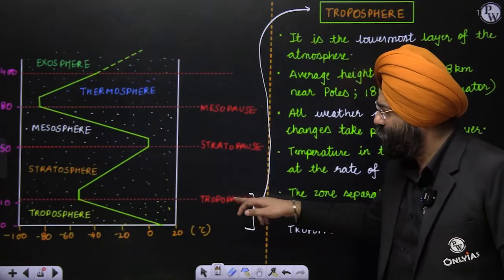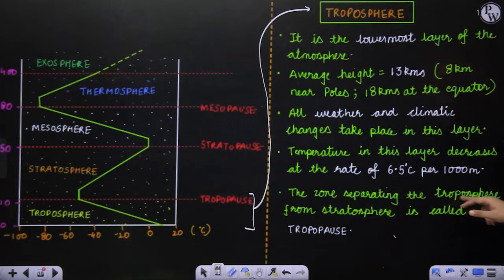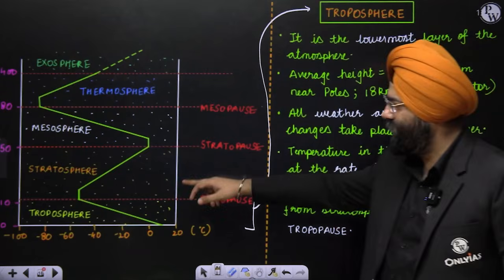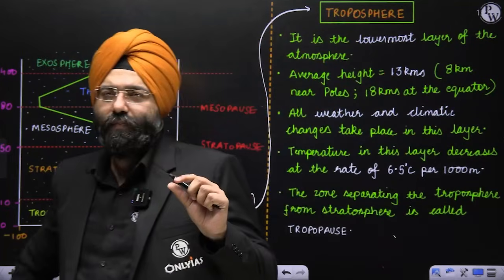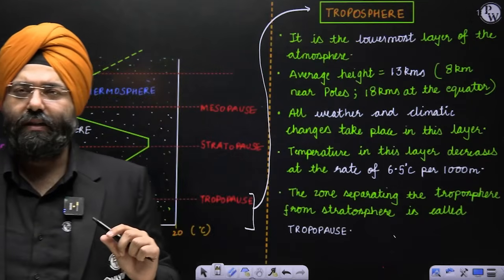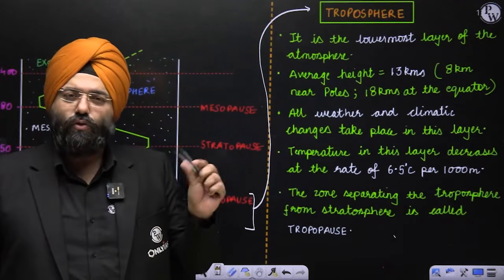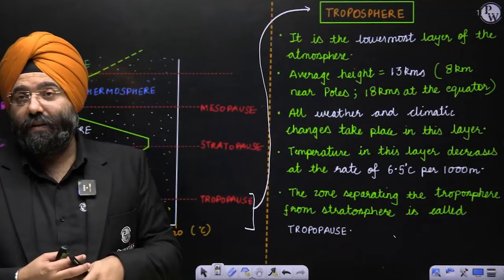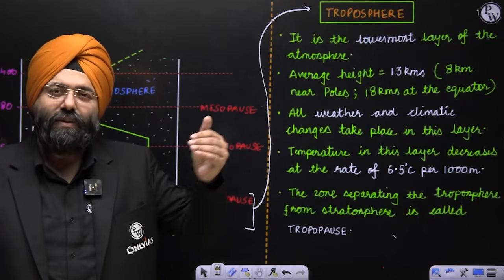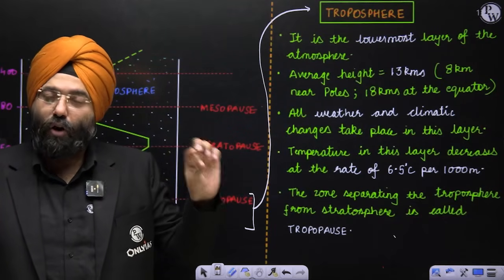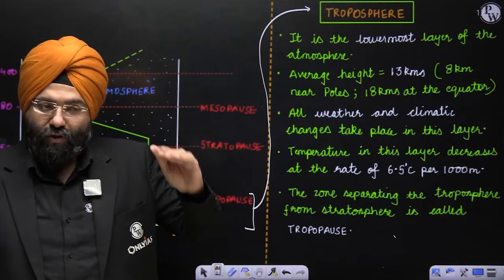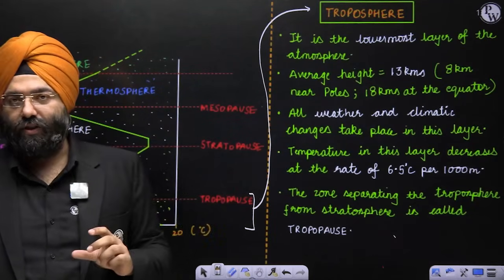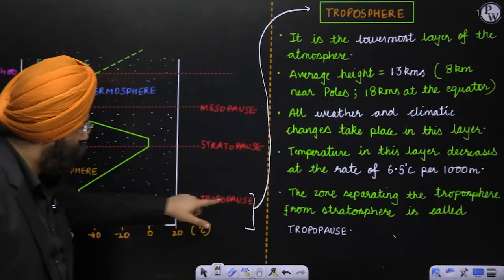There is a layer called the tropopause. Now, the zone separating the troposphere from the stratosphere is the tropopause. Why? Because this is a small layer, about 1.5 kilometers, in which there is no specific change in the temperature. So the phenomenon of decrease in temperature that was taking place stops here. Pause is here, that is why tropopause. And it is separating the troposphere from the stratosphere. This is the tropopause, right?